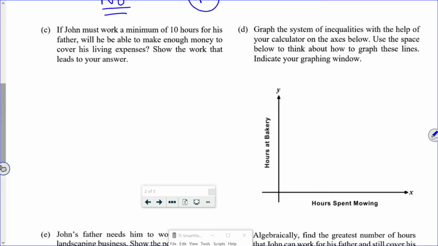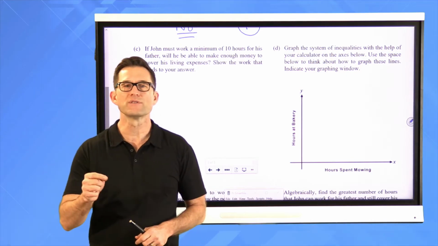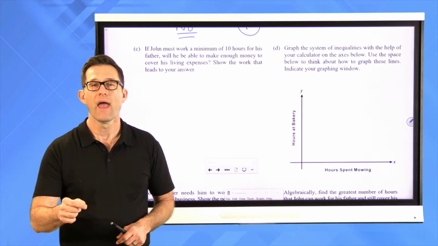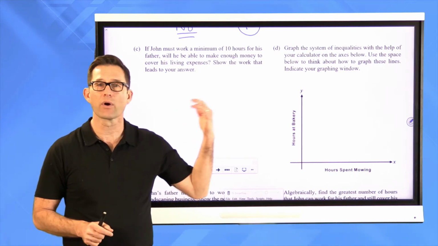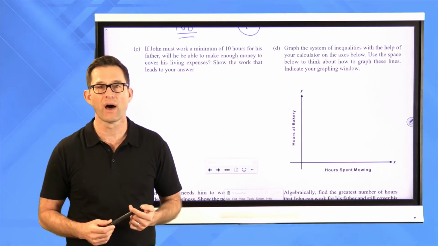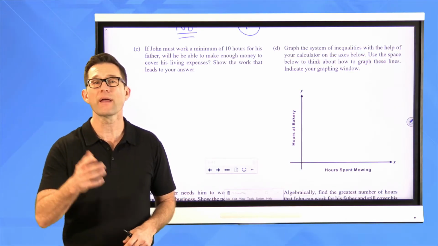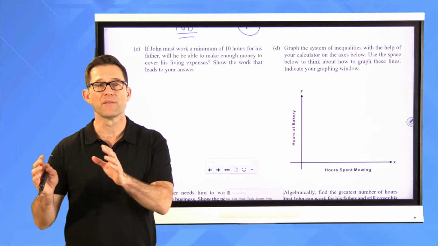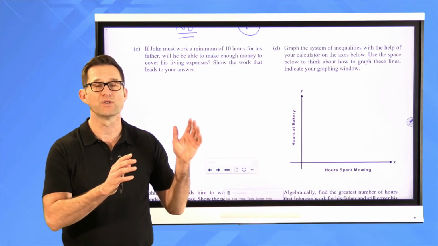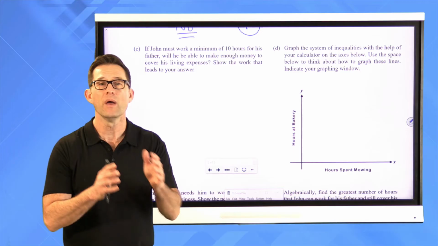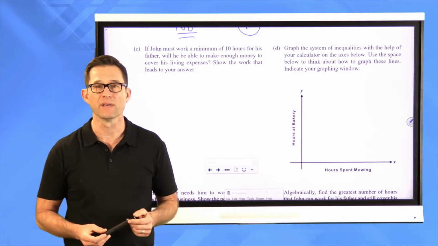If John must work a minimum of 10 hours for his father, will he be able to make enough money to cover his living expenses? Show the work that leads to your answers. So remember, John is working for his father mowing. This problem is saying he's got to work a minimum of 10 hours for his father. Will he be able to make enough money to cover his living expenses? Well, play around with this. You might want to go back to the system of inequalities, or you may even want to just look at the information given in the problem, but see what you can figure out in letter C.